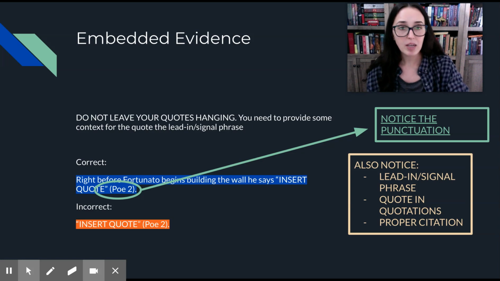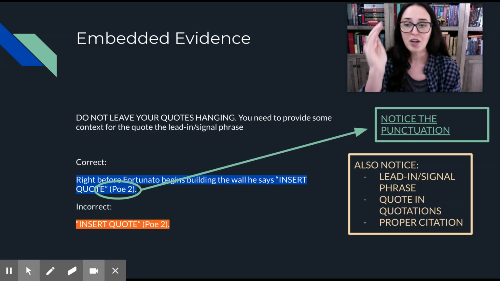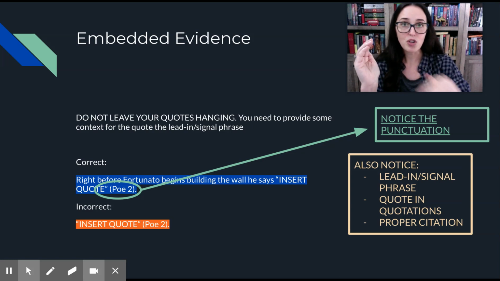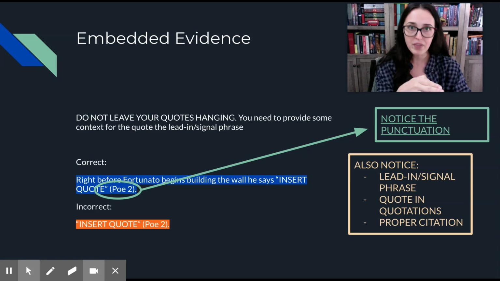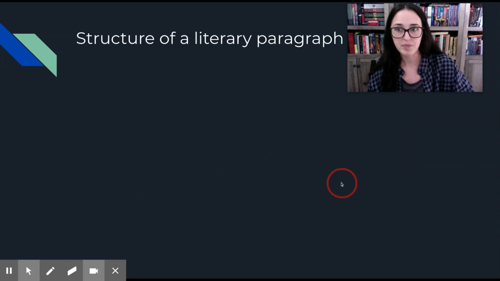A lot of you guys like putting the period right before the parentheses, but that is incorrect. So notice it's end quotation, parentheses, author, no comma, page number, end parentheses, then a period. This is the proper way to cite quotes.